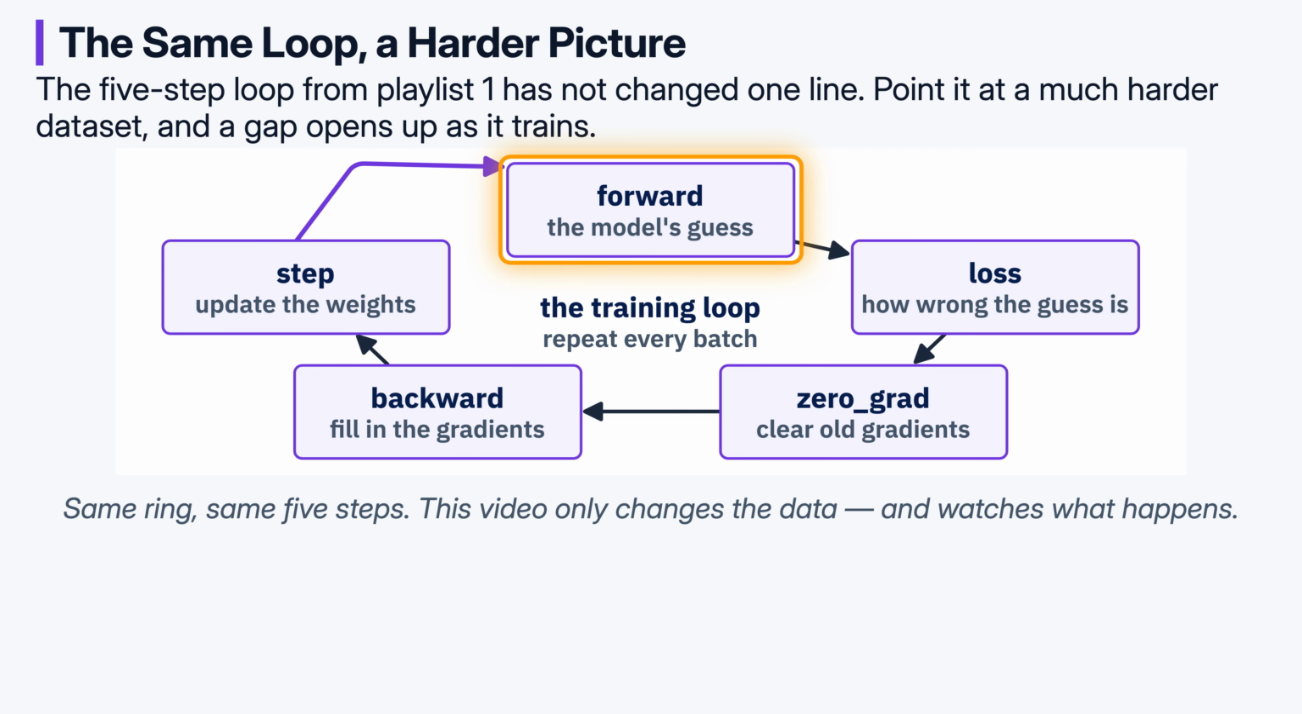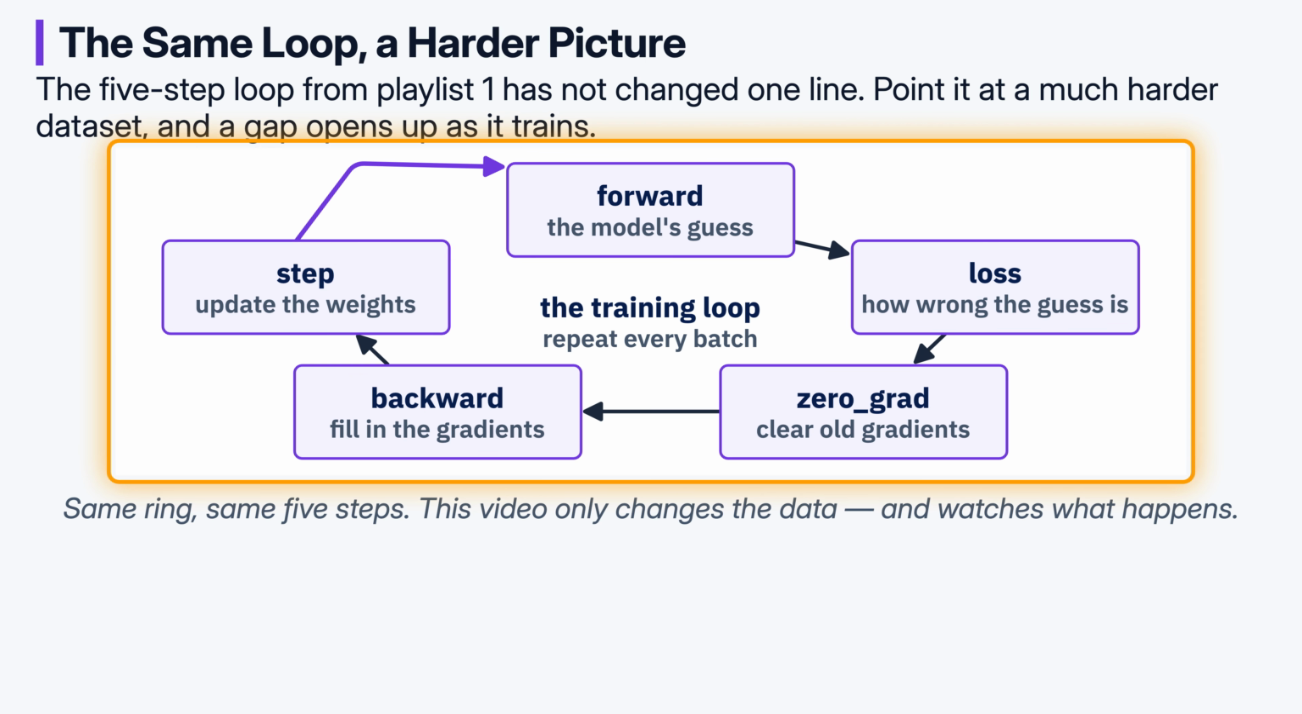This is the training loop from playlist 1. Forward runs the batch through the model. Loss measures how wrong the output is. Zerograd clears the old gradients. Backward computes the new ones. And step nudges the weights. The return edge closes the ring, and the whole thing repeats for every batch. Not one line of this changes today. We only swap in a harder dataset, and around the middle of training, a gap opens up. Let's watch it happen.